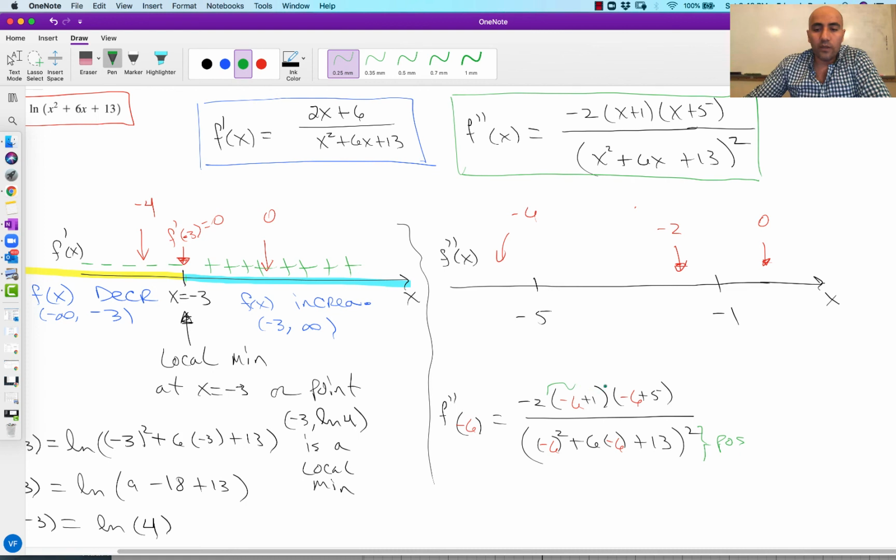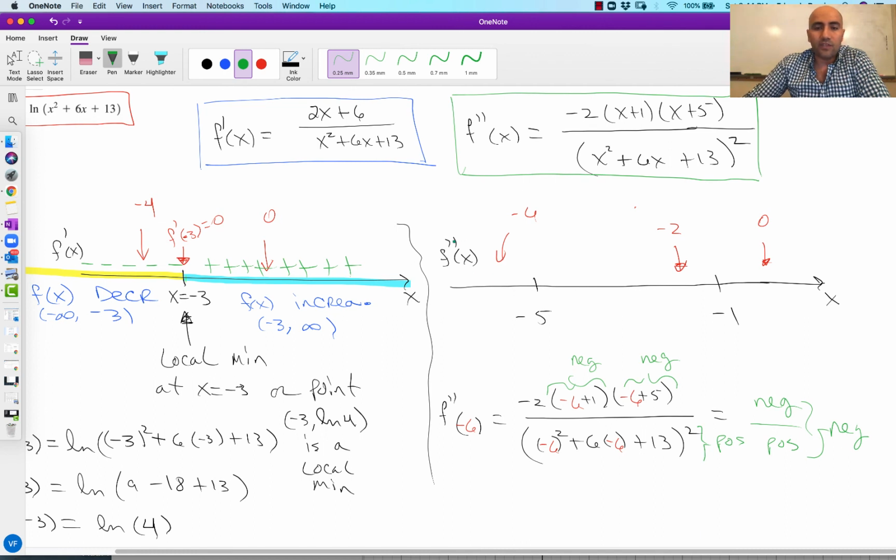-6 plus 1 is going to result in some negative number. And -6 plus 5 is going to be -1. That's still going to be some negative number. So I'll end up with a negative times a negative times a negative, since there's a negative there. So there's 3 negatives in the numerator. So the whole thing will result in a negative number in the numerator, divided by some positive number in the denominator. The whole thing will be negative.